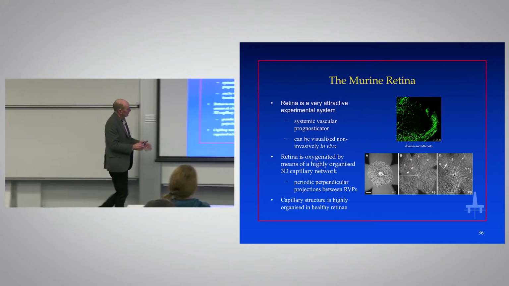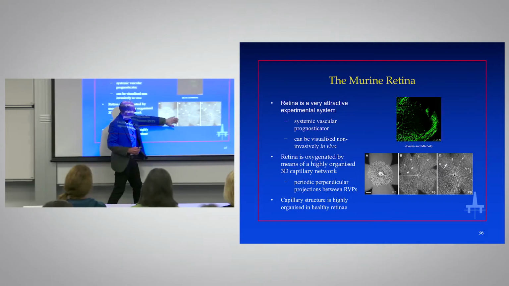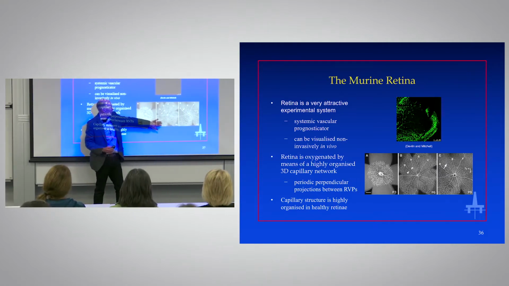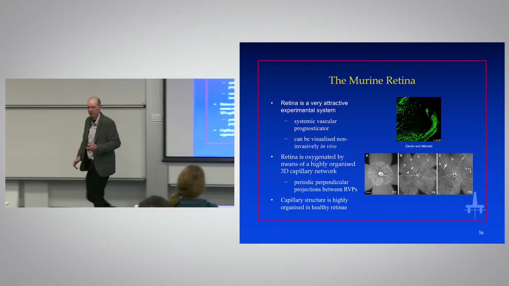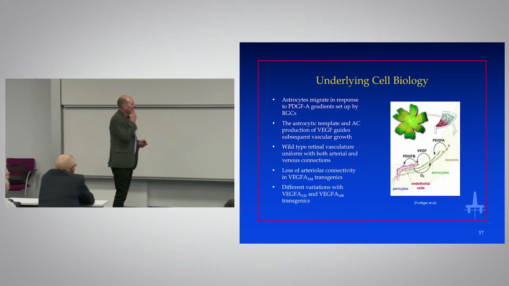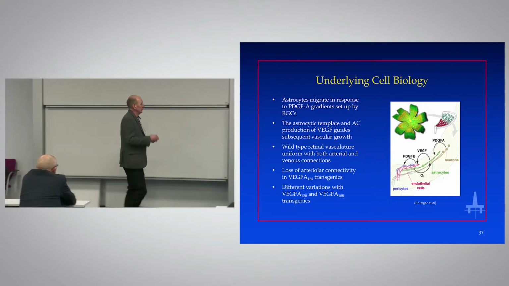And this top layer is really, really beautiful, and it's a real test of modeling. Can you reproduce this sort of patterning? It's a bit like a tree leaf. Can you reproduce these alternating petals? So the underlying cell biology is quite interesting.